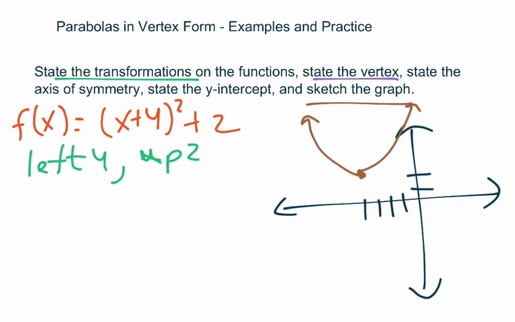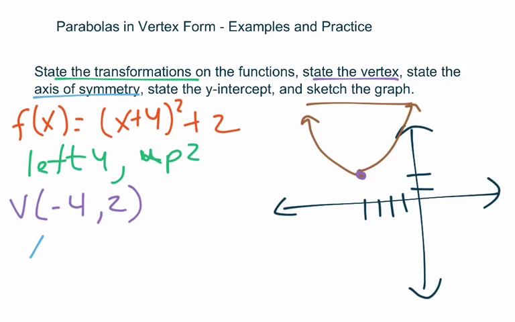So the vertex is right here, and I can clearly see that the vertex is at negative 4, 2. Again, maybe label that with a V for vertex, so there's no question about that. The axis of symmetry, no, I don't want red, we'll do blue.